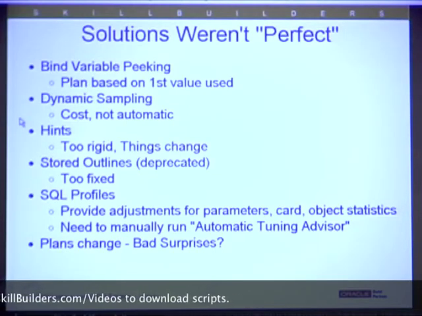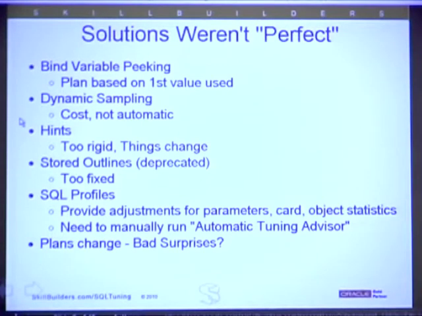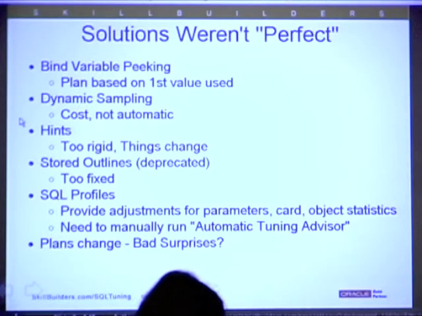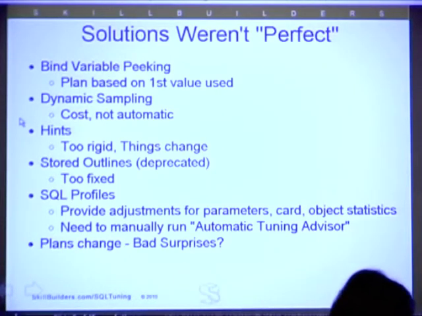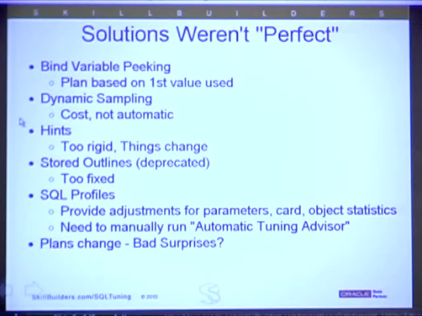So the solutions, as I mentioned, weren't perfect, weren't even near perfect. Bind variable peeking, when it hard parsed the query, it peeked at the value, and it optimized the plan based on the value at hard parse time. Pretty good if the values were all the same. But they're never all the same in bind variables. That's the point. So when the bind variable value changed, very often there was a need for a re-optimization for a new plan. We didn't have that ability. Now we do.